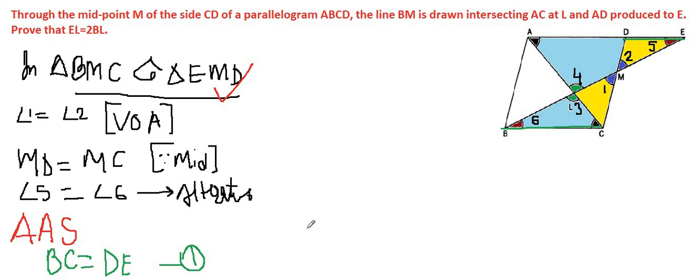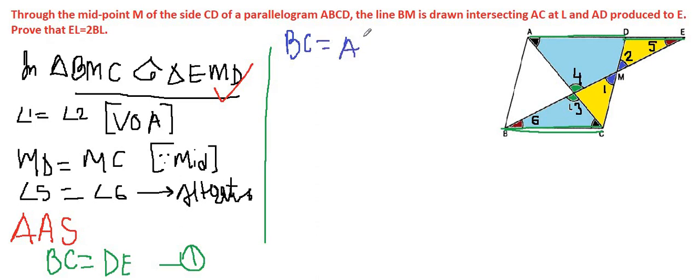Now from the figure we can see that BC is equal to AD. Why? Because ABCD is a parallelogram, and in a parallelogram opposite sides are parallel as well as equal. So we can say that BC is equal to AD also. It is clear from the figure.